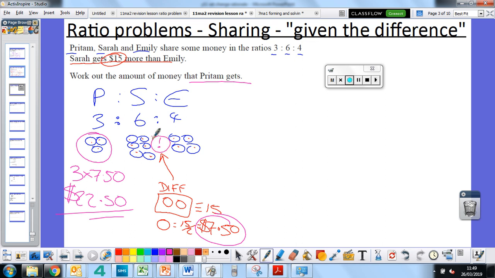A very similar question to the other ones, but this time they gave you the difference between 2 of the parts. Not the whole, not one of the parts, not some of the parts, but the difference between the parts. And that's the most challenging type of question you could get when you're looking at sharing style problems for ratio. 3 types of problems, approached in the same way carefully, you'll never ever get them wrong.